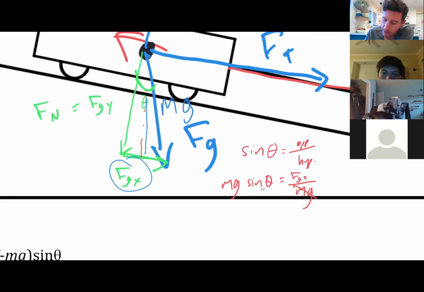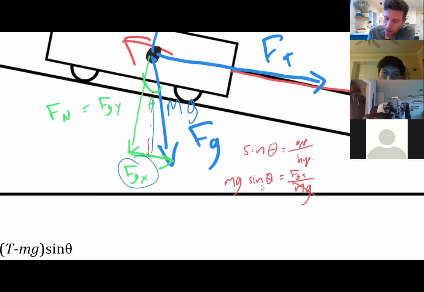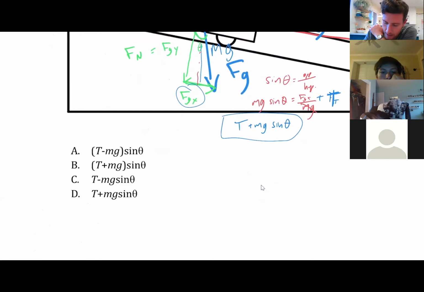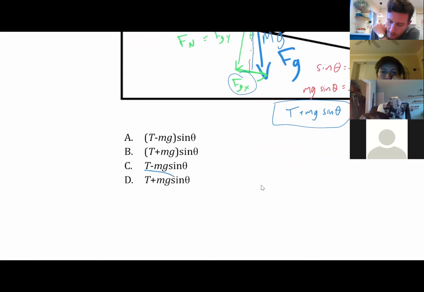And then to find the total force, it would be F sub gx plus F sub t, the force of tension, which they're calling regular T. They're not calling it F sub t, they're just calling it T. So I'm left with mg sine theta plus T. And that is an option. It's option D.